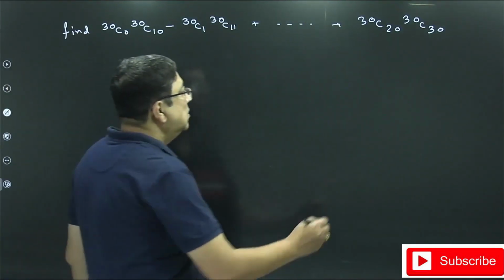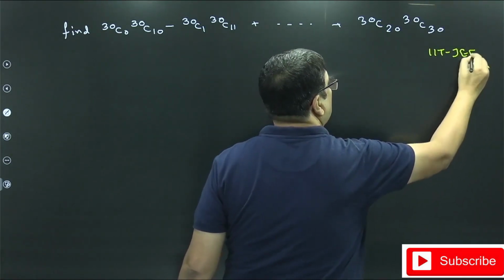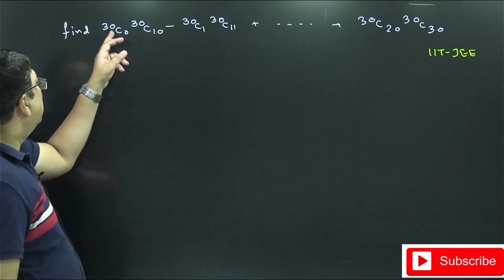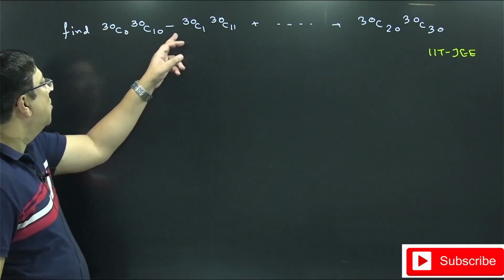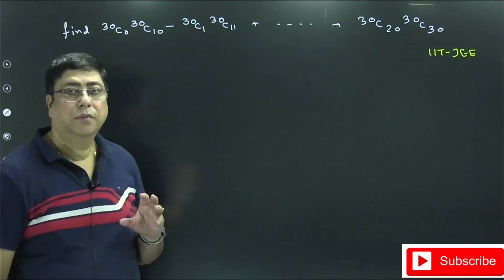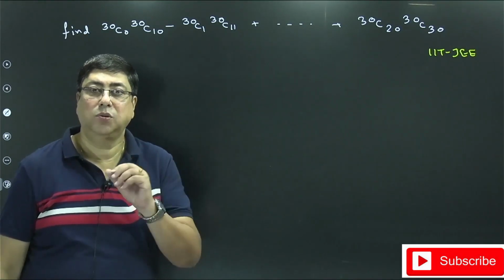This is one previous JEE question. In this case, 30C0, 30C10 minus 30C1, 30C11. It is not matching the previous case, where the sum of the r should be constant.